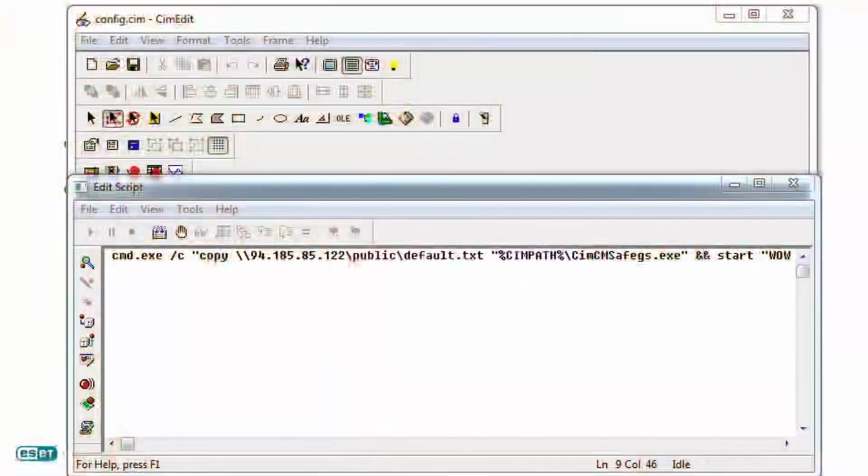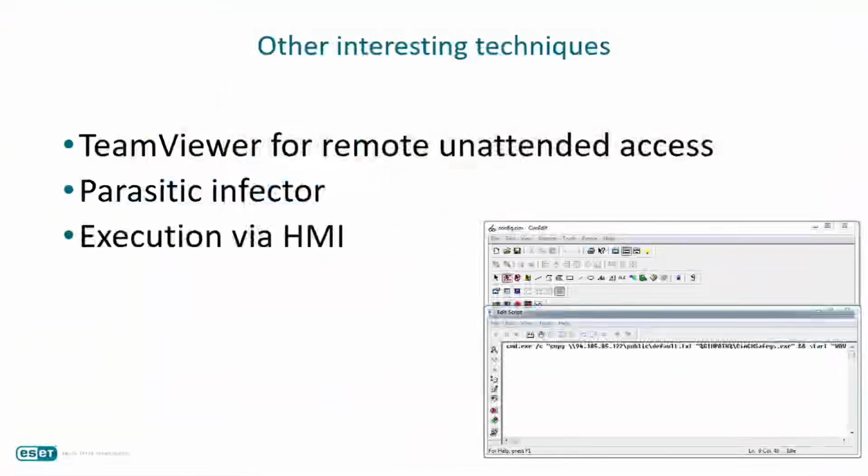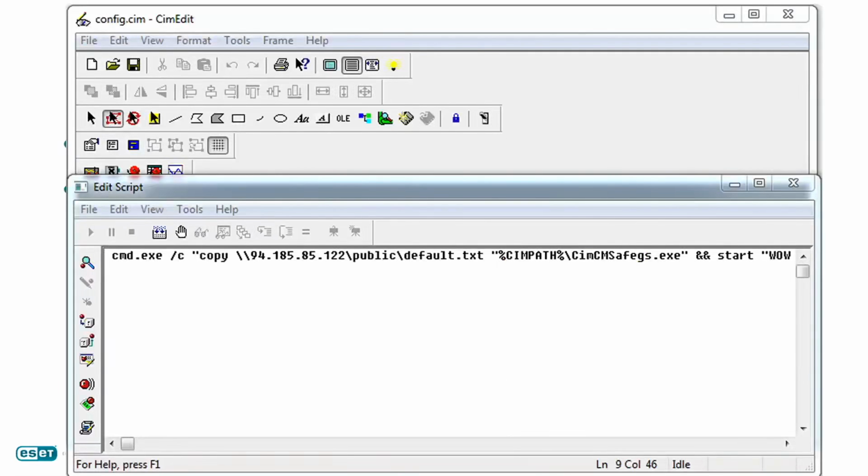And the third example I want to mention, I guess the ICS people in the room will recognize this. That was execution via HMI. In this particular example, it was targeting Simplicity HMI, but there were also others that were targeted, such as WinCC. So that script that you saw over there would be launched by Simplicity in this case, and it would run the first stage of BlackEnergy.